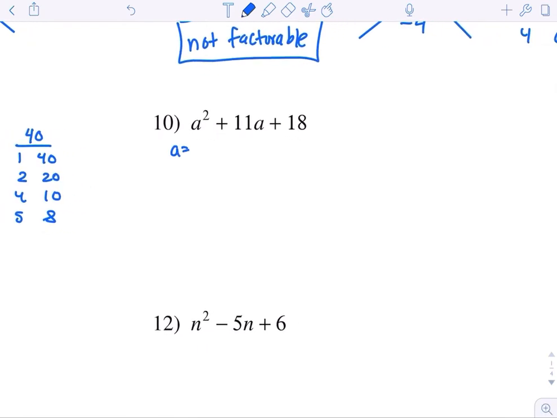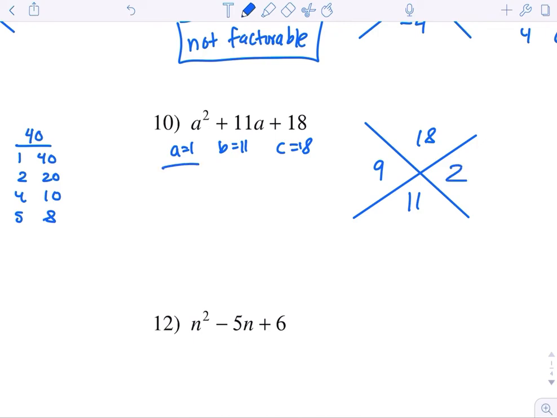10, a is equal to 1, b is equal to 11, c is equal to 18. On the top, it's a times c, so 18 times 1 is 18. On the bottom, it's just b, so 11. Two things that multiply to 18, but when added give you 11: 9 and 2. Since a is equal to 1, stop there. a plus 9 times a plus 2.